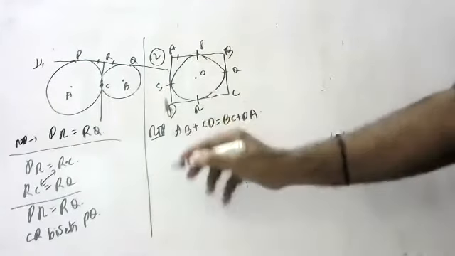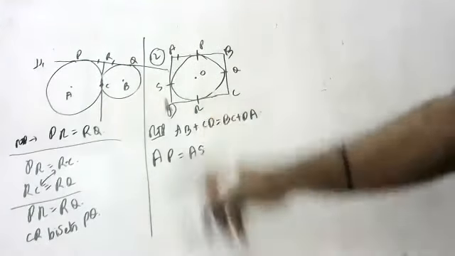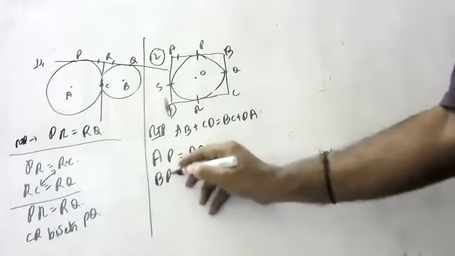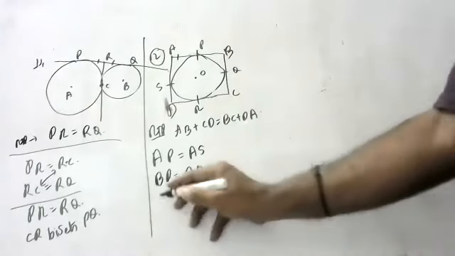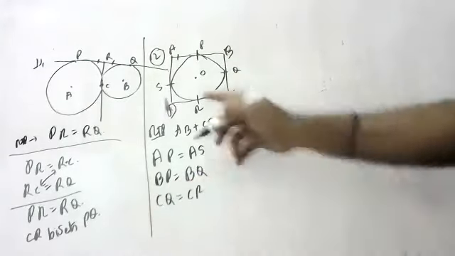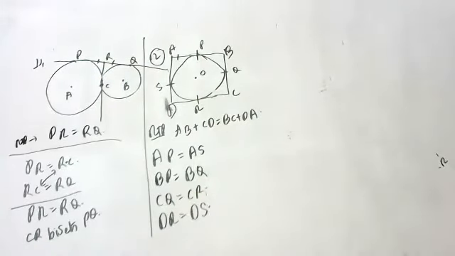Start from here. AP is equal to AS. BP is equal to BQ. Next, CQ is equal to CR. And DR is equal to DS. Add all LHS and all RHS.